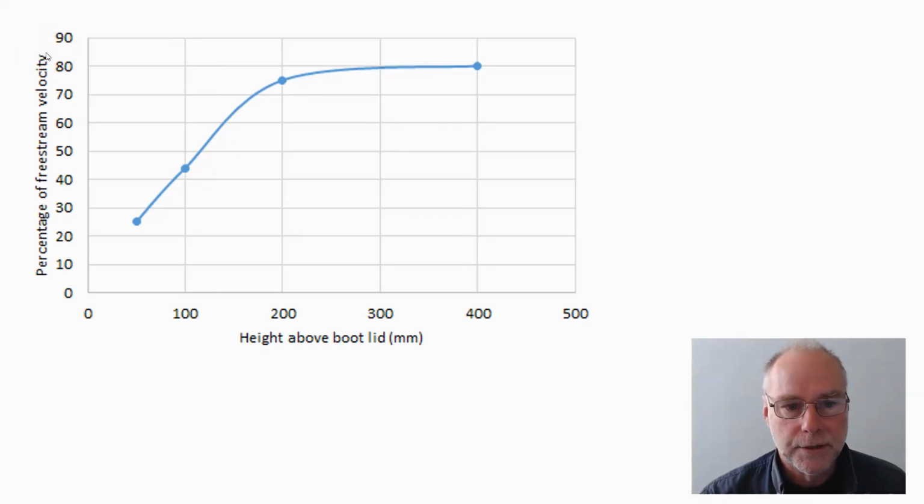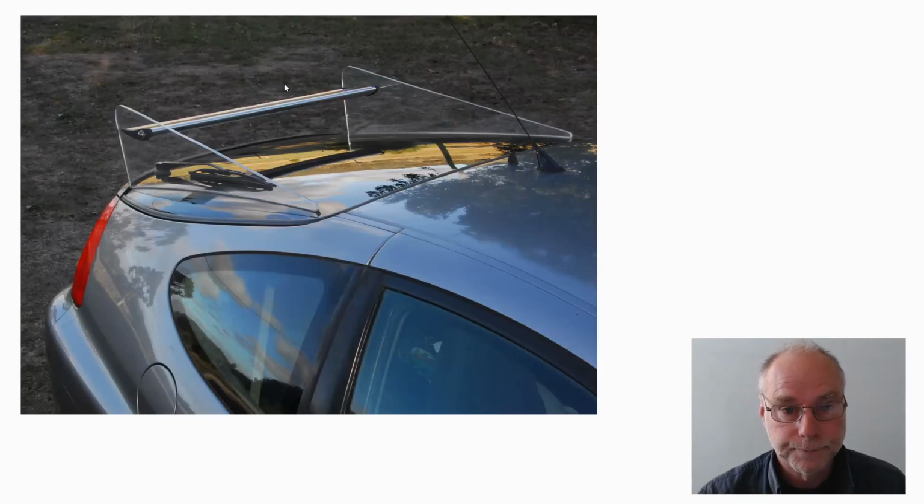So in addition to using the pitot tube to work out what angle the airflow is approaching where your wing will be, you can also work out how high above the bodywork, the rear bodywork of the car, the wing should be positioned so that it's in good airflow. Now, does it all actually work? You betcha it does.